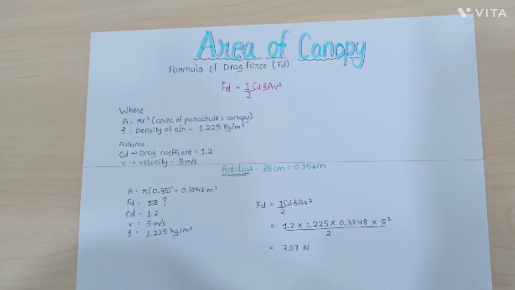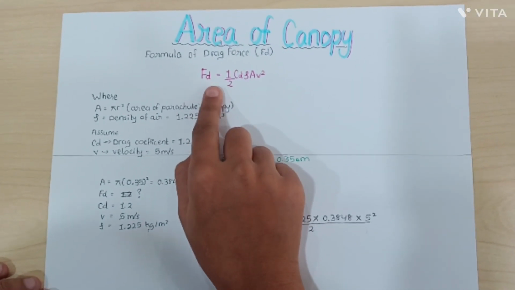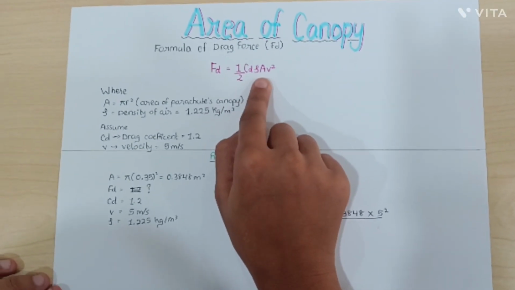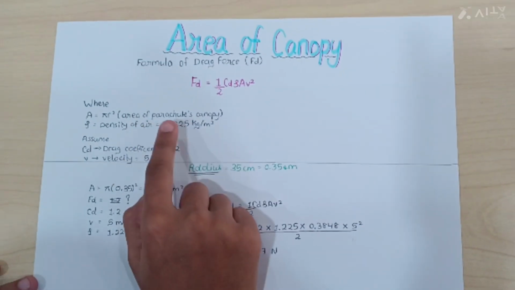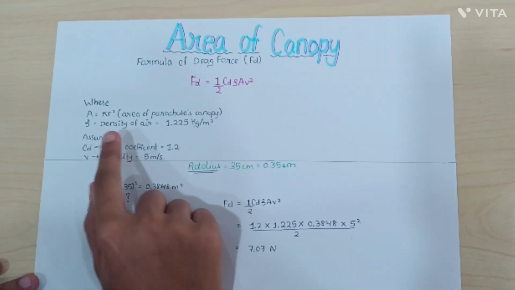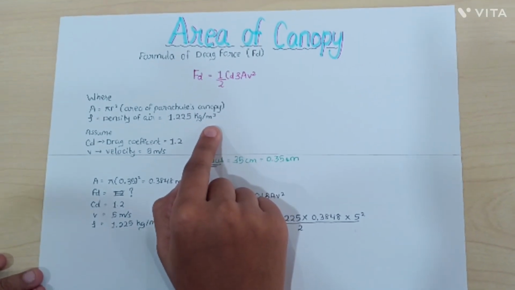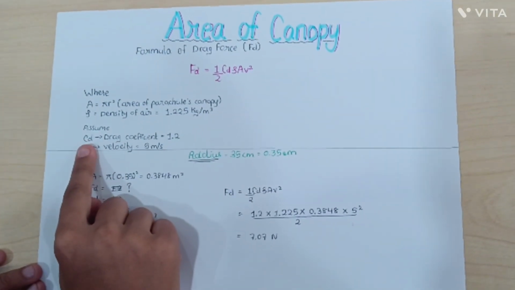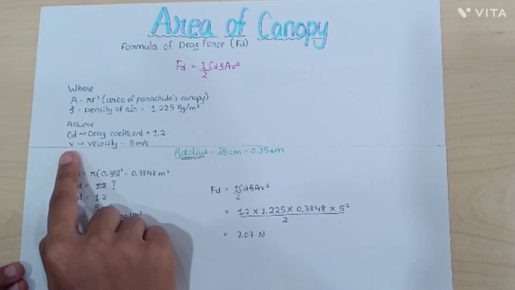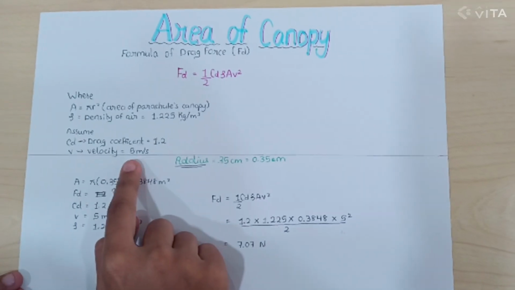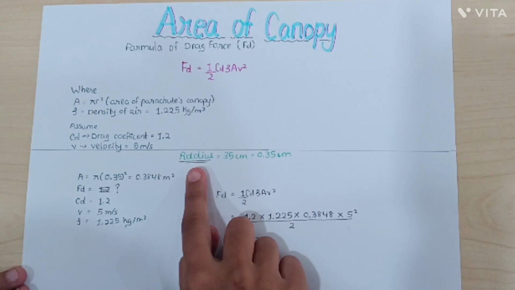So, to calculate the change in drag force due to the change in area of canopy, we use the formula Fd is equal to half CD rho A V square, where A, which is pi r square, is the area of the parachute's canopy, rho is the density of air, which is taken as 1.225 kg per meter cube. The assumed values are CD, which represents the drag coefficient, equal to 1.2 and V, which is velocity, equal to 5 meter per second. Likewise, we will calculate the drag force using different radius.